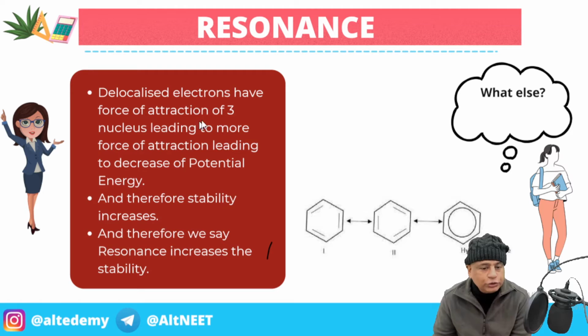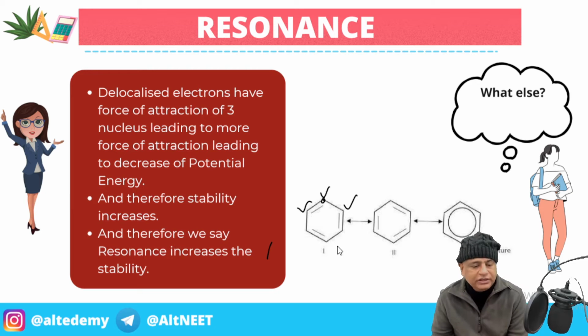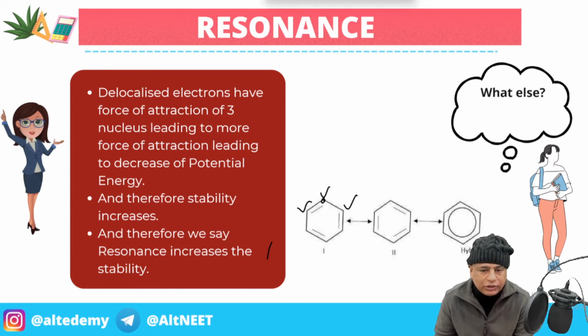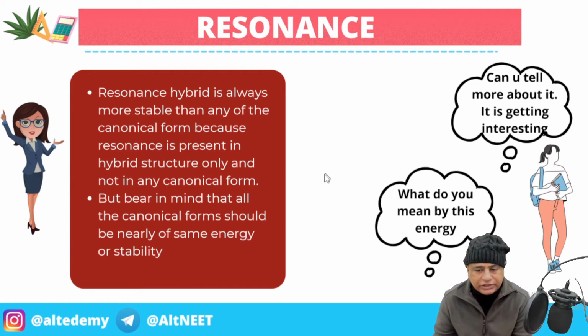Delocalized electrons have the force of attraction of 3 nuclei, leading to more force of attraction, leading to a decrease of potential energy. Suppose an electron is here. It is being attracted by this as well as this by this. So there are 3 forces of attraction. And these forces of attraction lead to a decrease of potential energy, and therefore stability increases. And therefore we say resonance increases the stability. Why does resonance increase the stability? Because the electrons are pulled towards many other nuclei, which results in a decrease in potential energy.